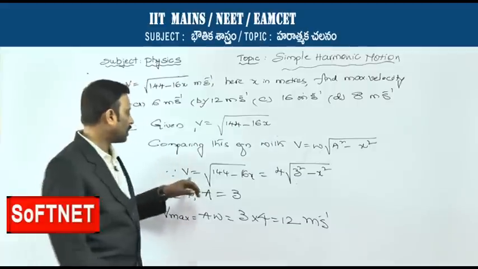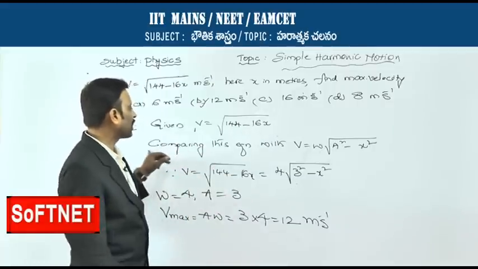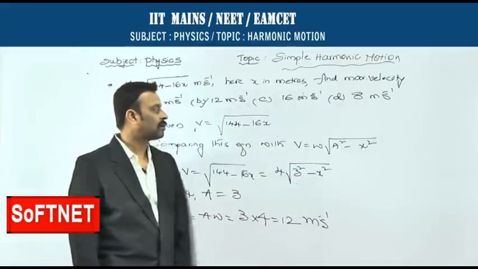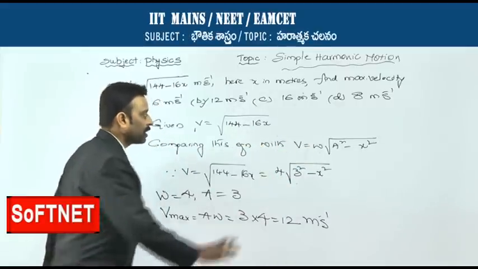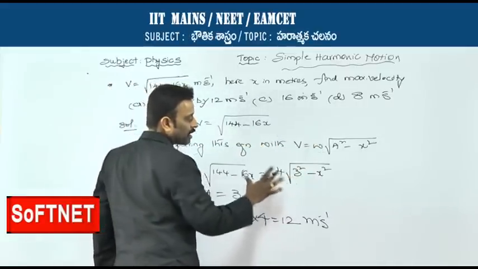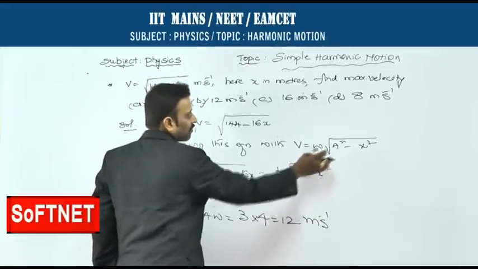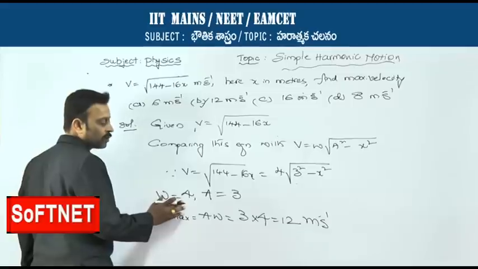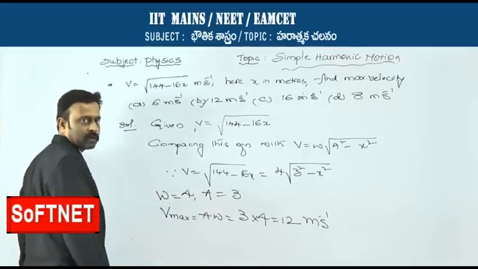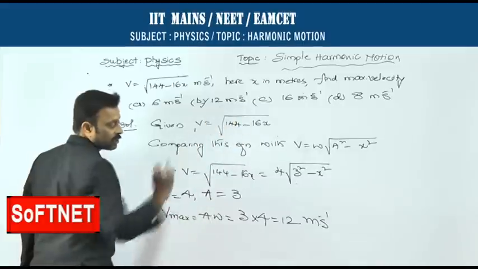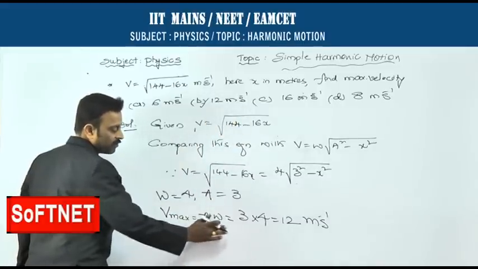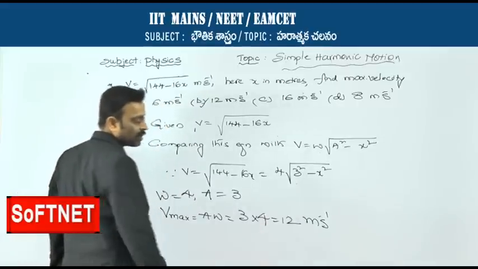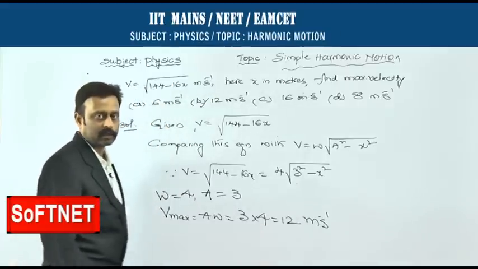Now, comparing this equation with the original form for a particle executing simple harmonic motion, v is equal to omega under root a square minus x square. When you compare these two equations, in place of omega I am having 4 here, in place of amplitude 3, and x as it is. So I get omega as 4 units, amplitude as 3 units. As you are asked to calculate maximum velocity, the formula for maximum velocity is A omega. So substitute the values and simplify, you will get the answer as 12 meter per second.